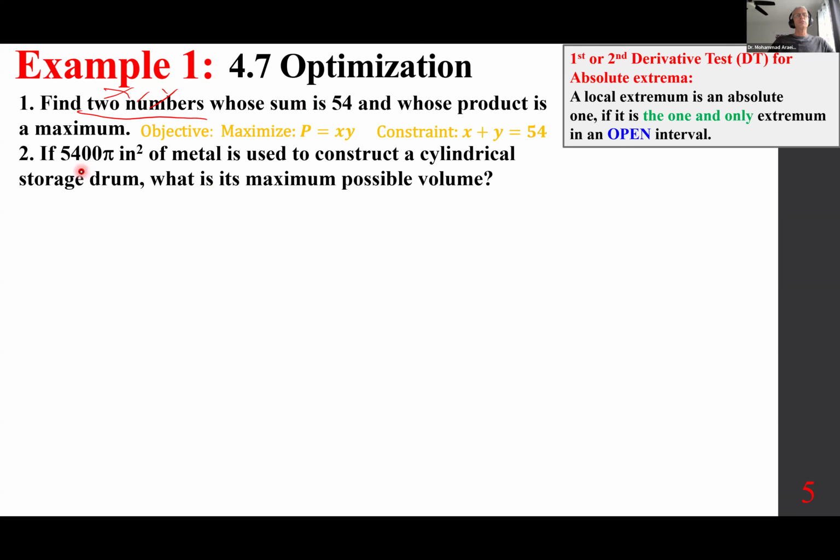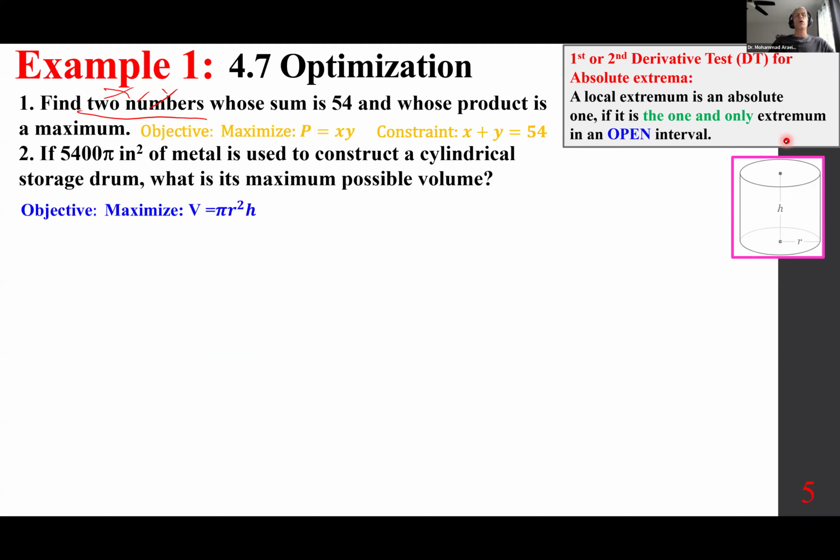If 5,400 pi inch squared of metal is used to construct a cylindrical storage drum, what is the maximum possible volume? So a piece of information from geometry, algebra. Here's the shape of a cylinder. This is the radius, this is the height, and we should know the objective is to maximize the volume, and we should know the formula is pi r squared h. Now, the surface area. So this is the amount that is used to construct. So it's referring to the surface area.